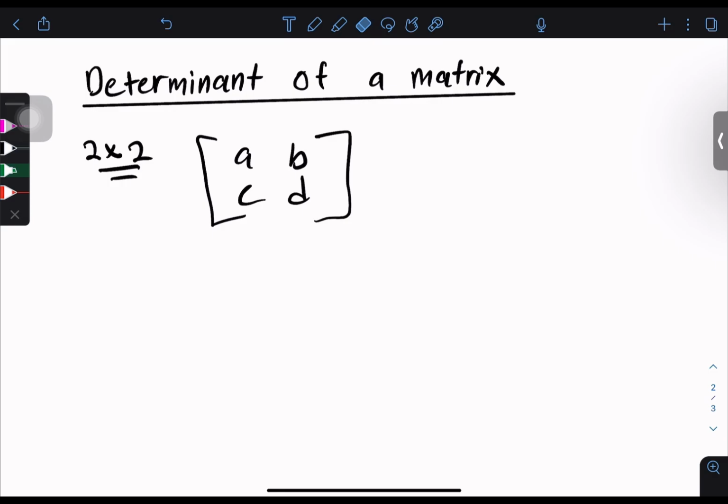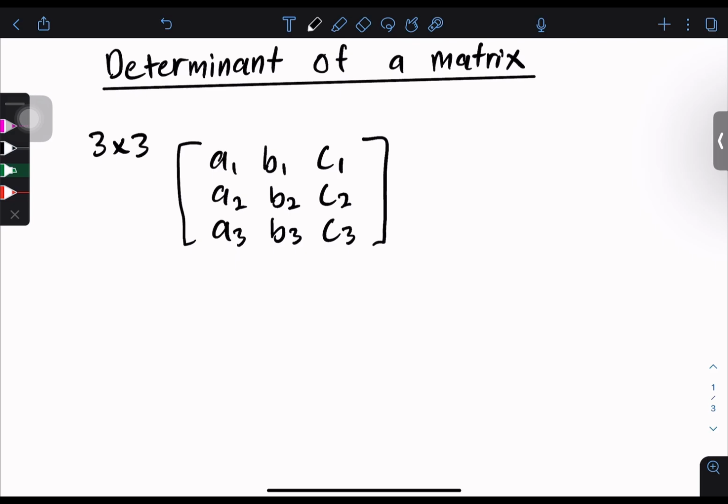Let's start with a basic 2 by 2 matrix. Here we have A, B, C and D in a matrix form. The way you do this determinant is you cross multiply A, D, B and C, and you should write it as A times D minus B times C.